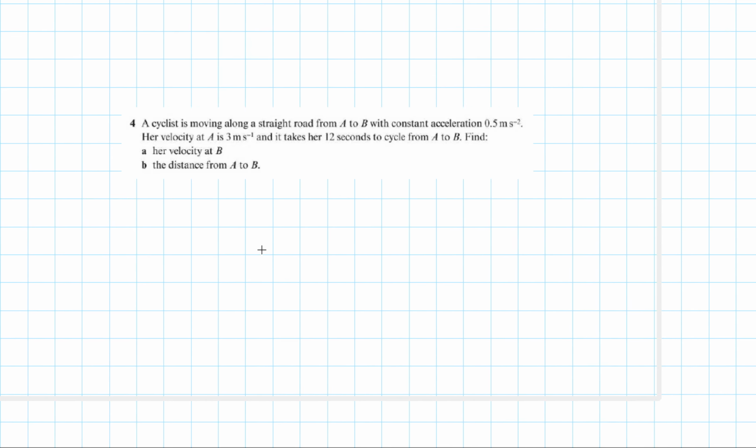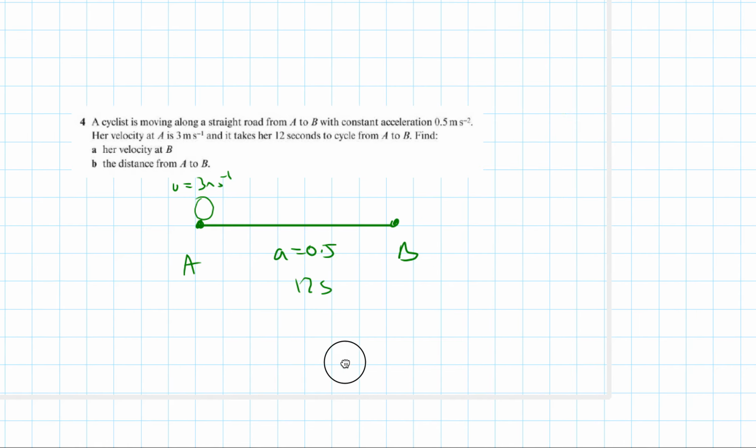So again, we can draw out our situation. You don't have to draw it out, but it might help you understand what's going on. So we've got between A and B. We know that the person has a velocity of 3 meters per second at this point, and it takes us 12 seconds, where a is equal to 0.5. So we're going to start off with our SUVAT.